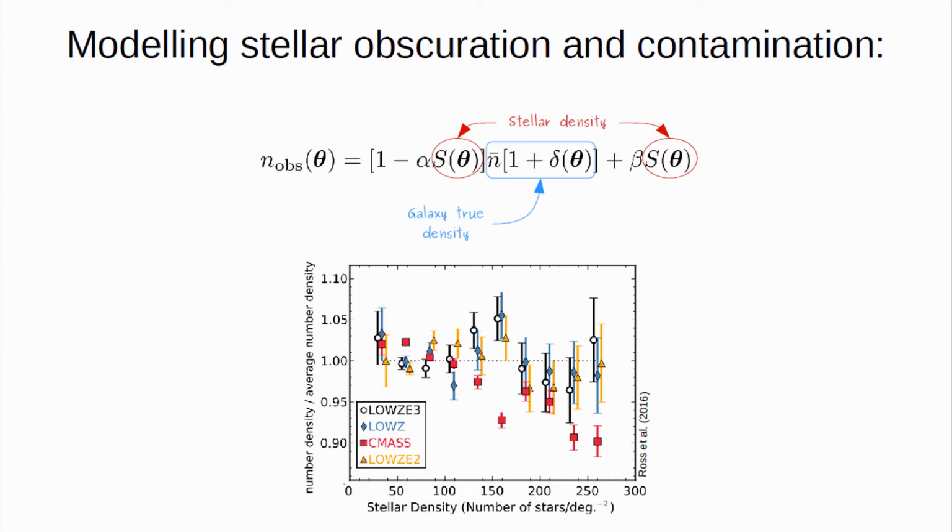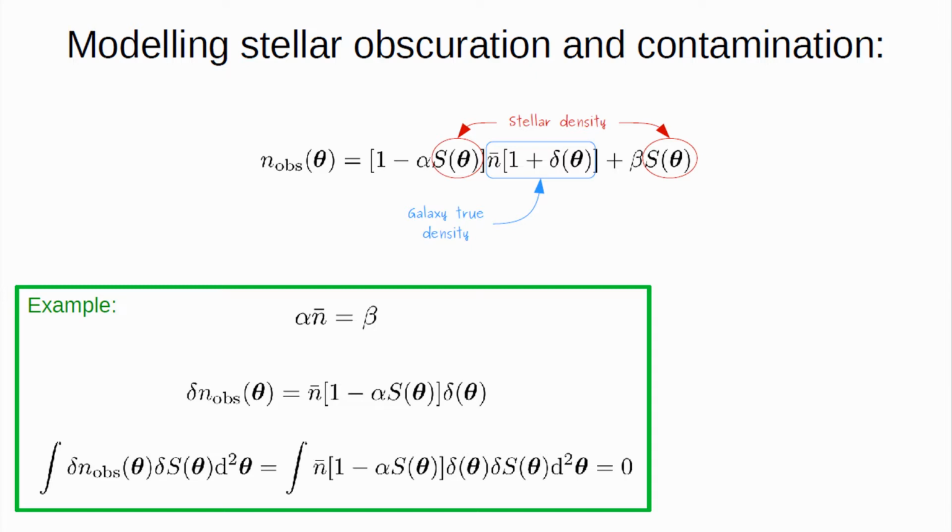So this is how you do it, and it works if you only have contamination or only have obscuration. But if you have both things at the same time, this approach doesn't work. I'll show you an example to drive the point home. Suppose that you balance the obscuration and the contamination exactly, so that on average you remove the same number of galaxies as you put back as stars. In this case I can compute the difference between the observed sources and the mean number of observed sources, and you get something like that. You can see that there is no extra term here. You are only modulating the true density contrast by a certain factor, and the effect of that is a fake bias.